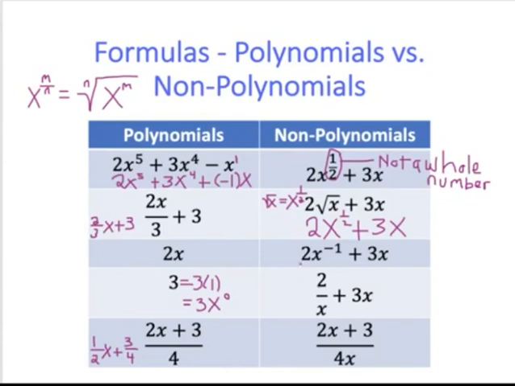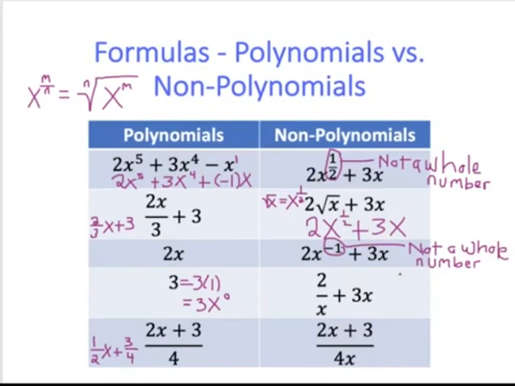Let's look at the next row. Here we have 2 times x to the negative 1 plus 3x. Are we allowed to have negative exponents? No, negative exponents are not whole numbers. This is not a whole number, which means that this expression here is not a polynomial.